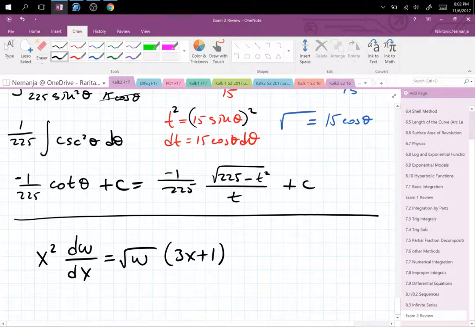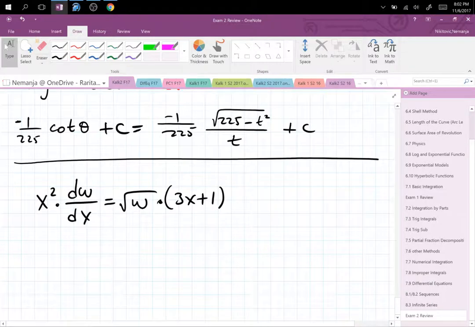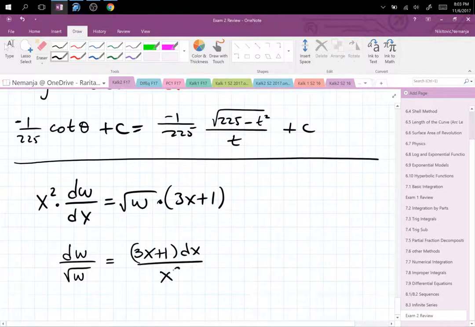That's it? Correct. Okay. So this is a differential equation, and this one is separable. You see a multiplication here, and you see multiplication here, which means all x's go on one side and all w's on the other. Now w, since it's in the numerator, has to stay on the left. So the square root of w will go on the left, and since it was multiplied on the right, it has to go in the denominator on the right. And the dx will go on top, so (3x plus 1) dx divided by x squared.